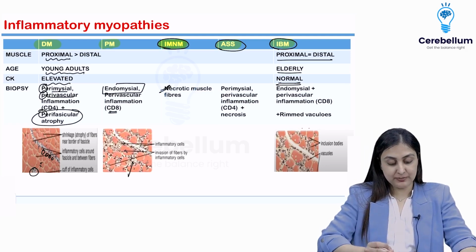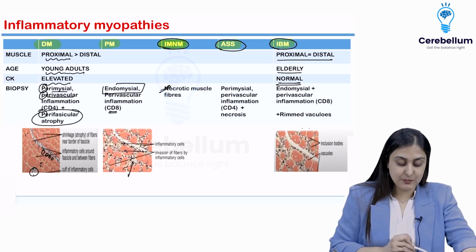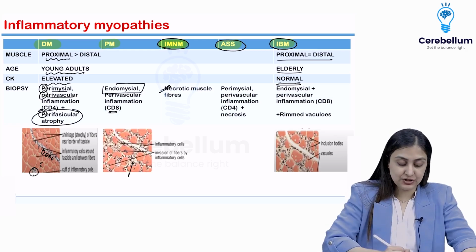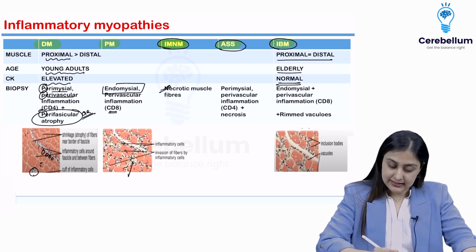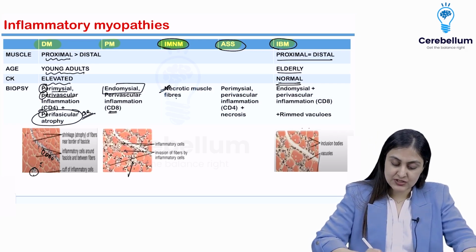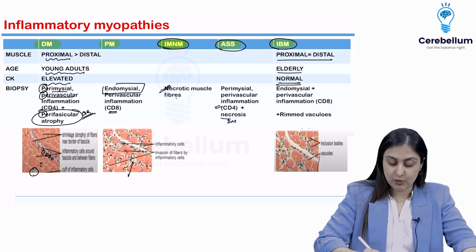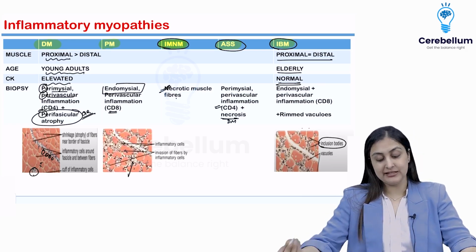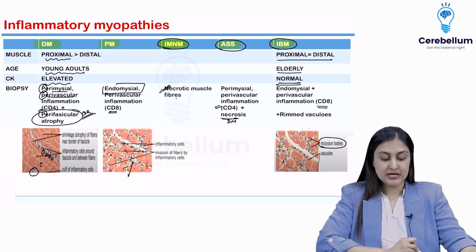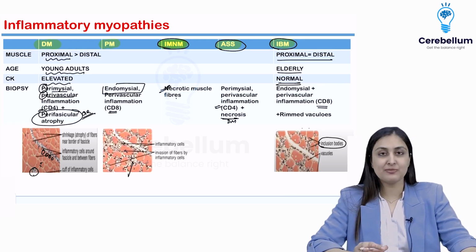Alright, so on the basis of the images you can understand this is endomysial, whereas this is perimysial with perifascicular atrophy. This is the hallmark of dermatomyositis. Necrotizing is obviously necrosis. Here also you will see findings such as dermatomyositis along with some necrosis, and inclusion body obviously is going to have inclusion bodies, and you're going to have CD8 here as well. Alright, so this in a nutshell is inflammatory myopathies.